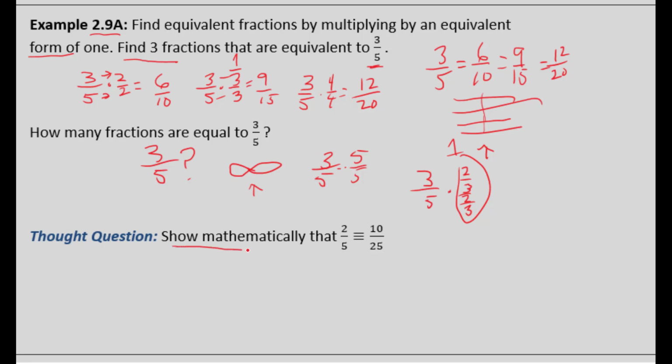Show mathematically that 2/5 is equivalent to 10/25. Well, how do you go from 2 to 10? You can only multiply by 5. So if I multiply the top by 5, I must multiply the bottom by 5 to get an equivalent fraction. And indeed, I get 10/25. So I just showed you that these two are equivalent.